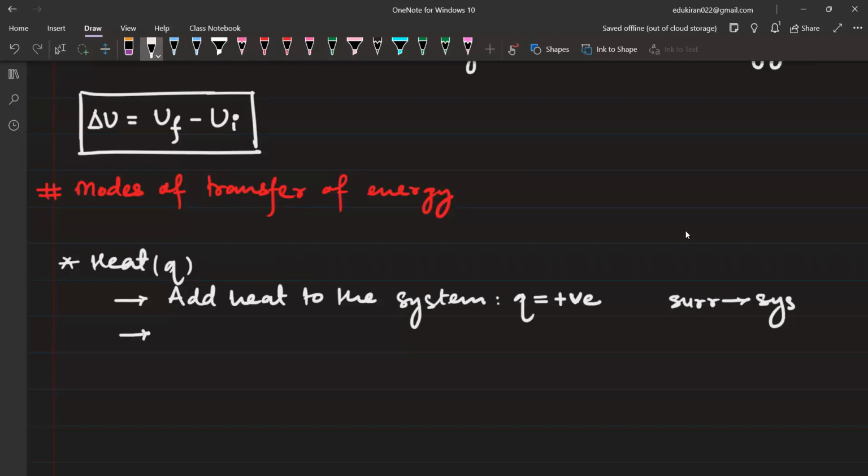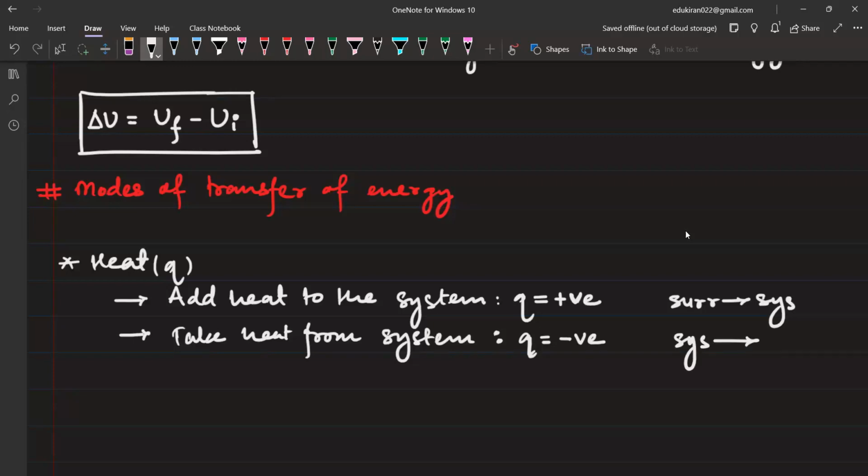What you can do, you can take heat away from the system. है ना, आप कहां से कहां कर दे, सिस्टम से सराउंडिंग को हीट दे दे. That can also be done, na. So what you will write, take heat from system. तो यहाँ पे एनर्जी कम होगी, तो इसका Q जो होगा हमारे पास, इसकी जो हम लोग साइन लेंगे, that will be negative. Here the transfer is going कहां से कहां, सिस्टम से सराउंडिंग में हीट जा रहा है.